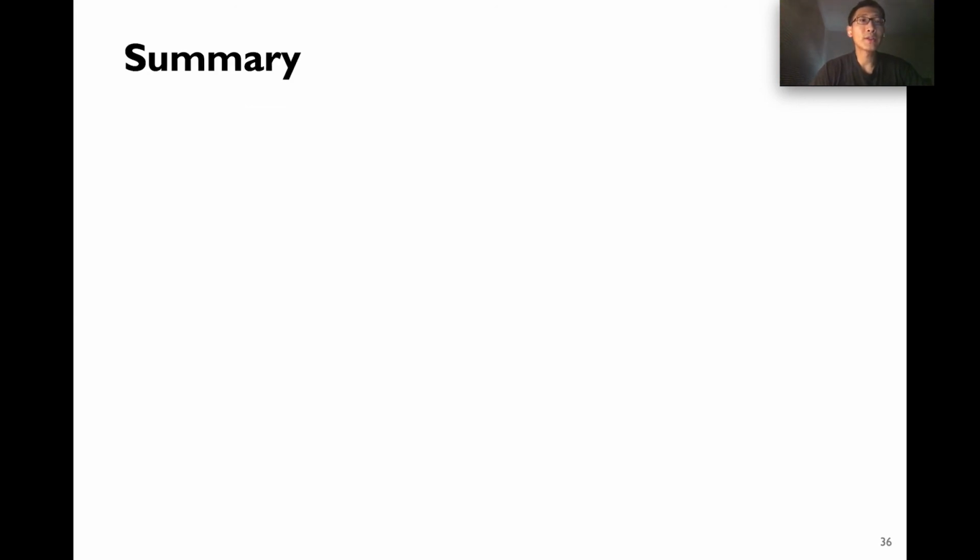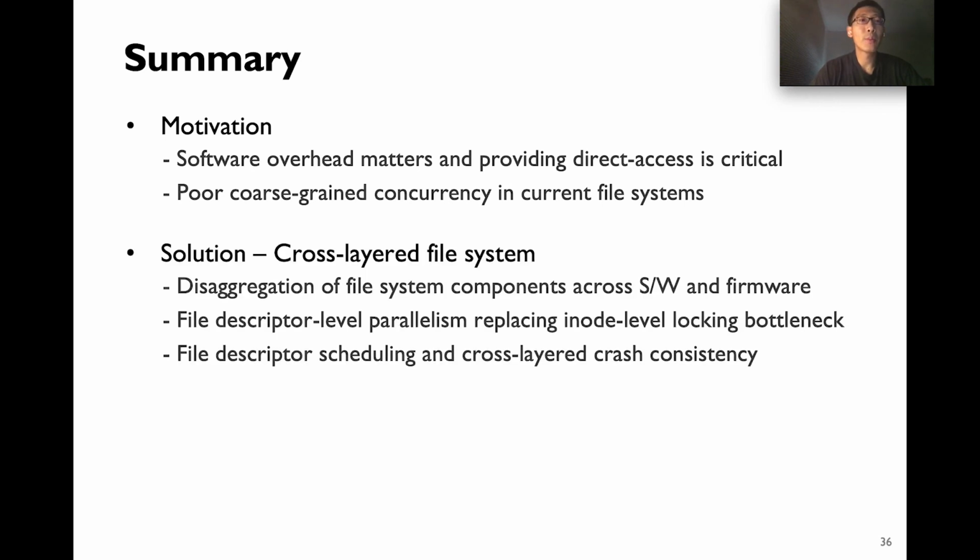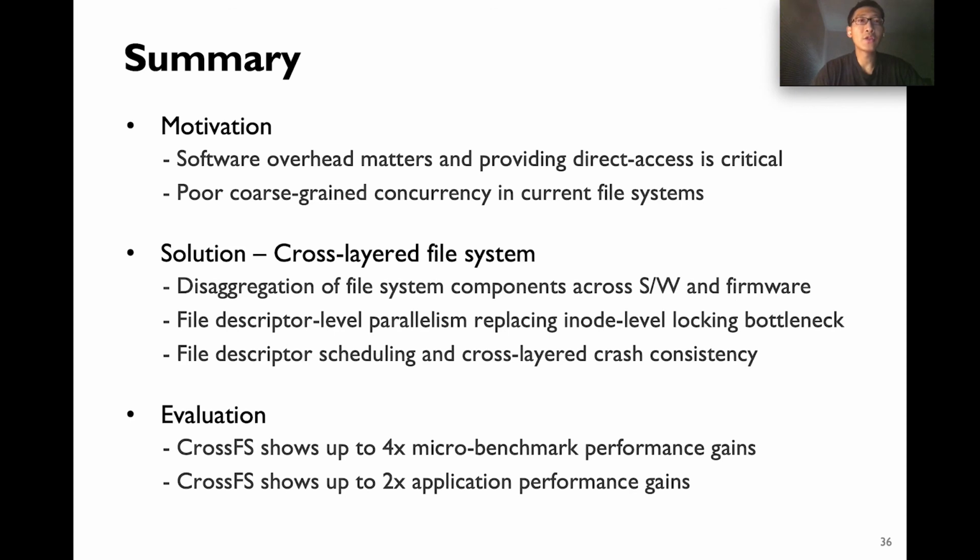To summarize CrossFS: motivated by high software overheads and poor coarse-grained concurrency in current file systems, we propose CrossFS that disaggregates file system components into multiple layers, with file descriptor-based concurrency control, a unified firmware IO scheduler framework, and cross-layered crash consistency. Evaluation shows CrossFS could achieve more than 4x throughput gain in microbenchmarks and 2x in applications.